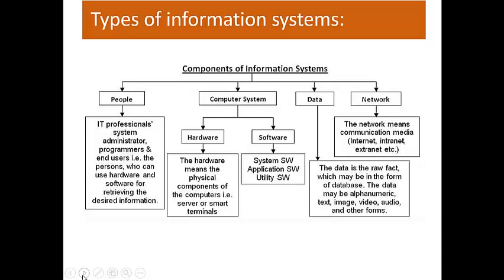Network means the communication media, internet, or internal net, and so on. Sometimes we use just internal connections between all the bits and pieces of the factory or the company, and we have an internal network. But these days, all people use the internet for their connections. So the information system components mainly are people, hardware, software, data, and network.